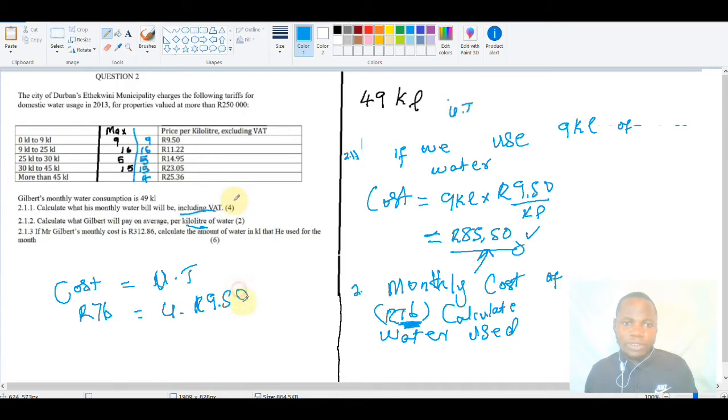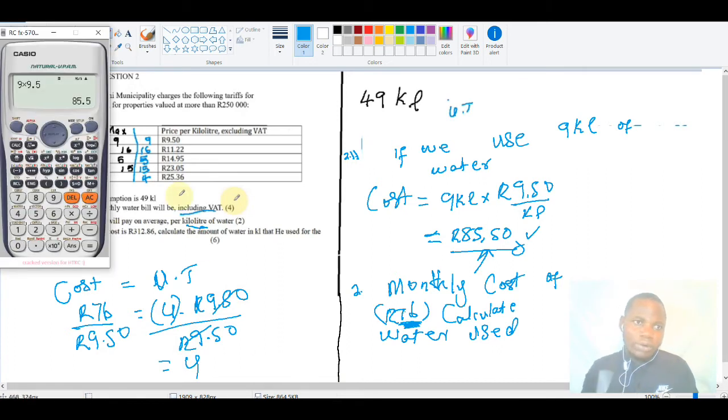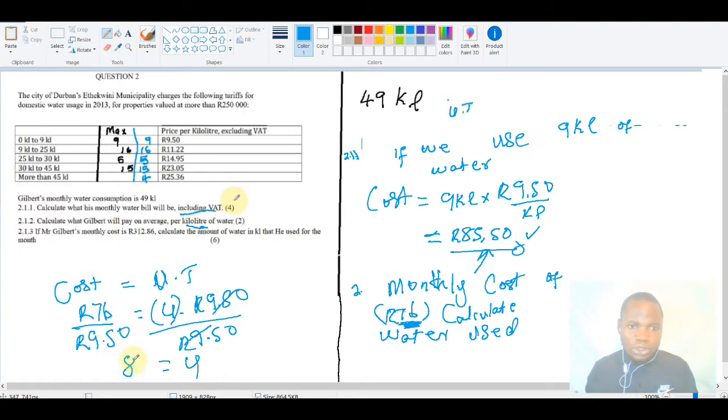So it's 9 rand 50. Now you want the water that is used. So what do you do? You divide both sides by 9 rand 50. So this cancels that, and then you have your water used as what? You use your calculator and have 76 divided by 9 rand 50. So you get 8 kiloliters of water. So now the water that is used is 8 kiloliters.